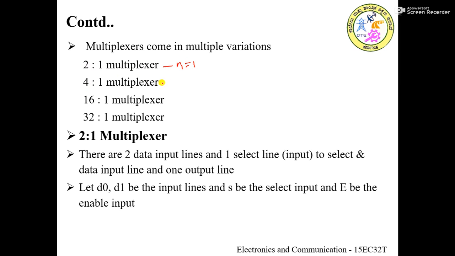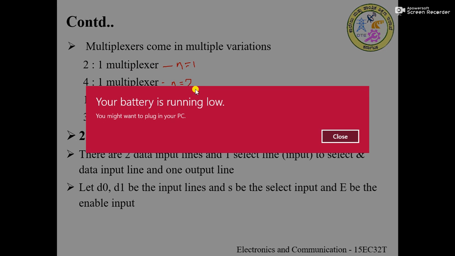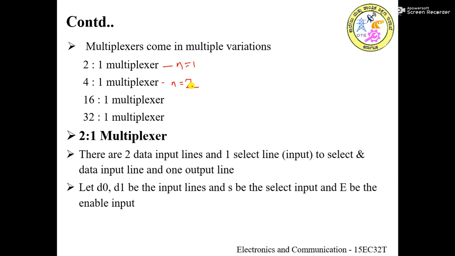For n equal to 2, you will get a different variation in the multiplexer system, that is 4 is to 1. In 4 is to 1 mux, there will be 4 inputs and a single output, and n number of select lines, and here there will be 2 select lines.